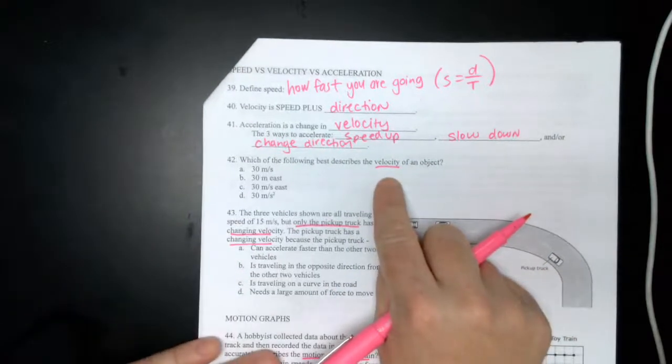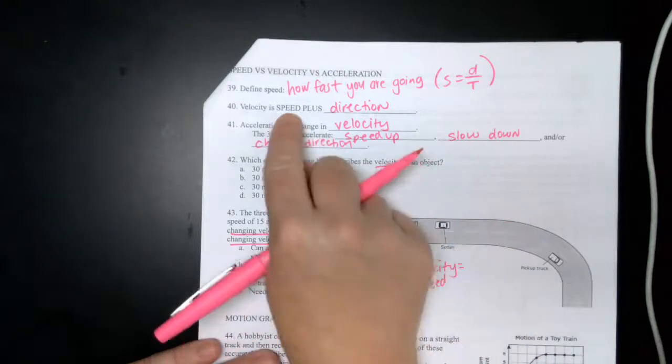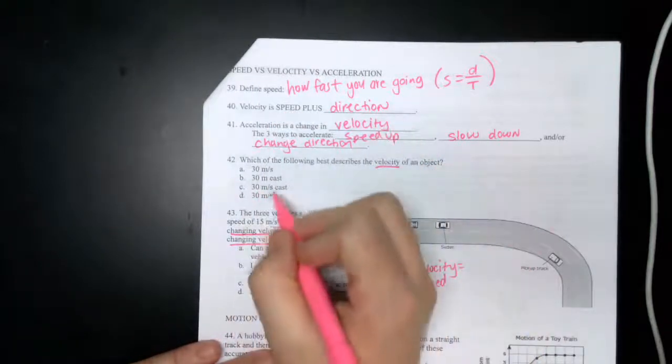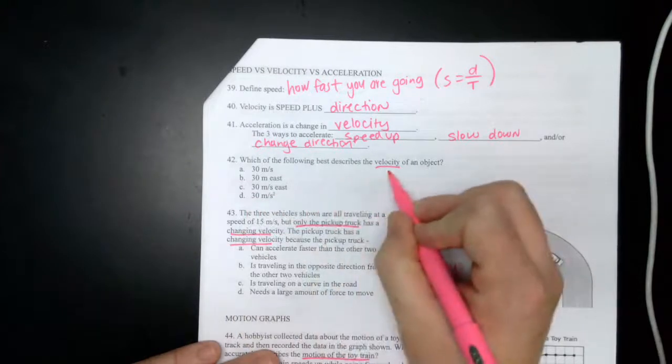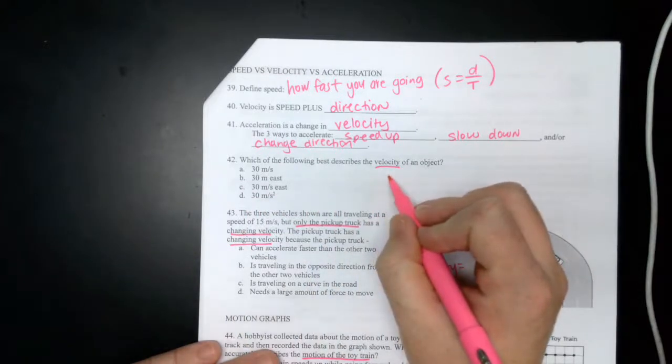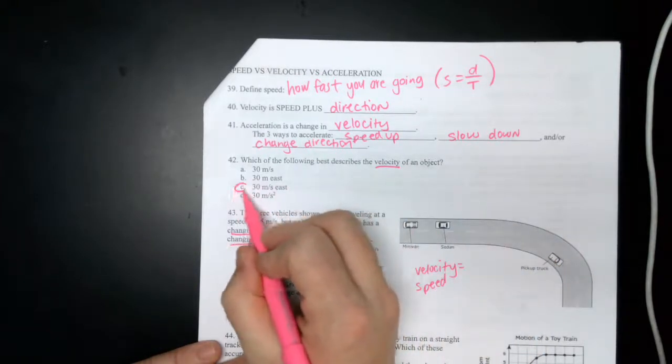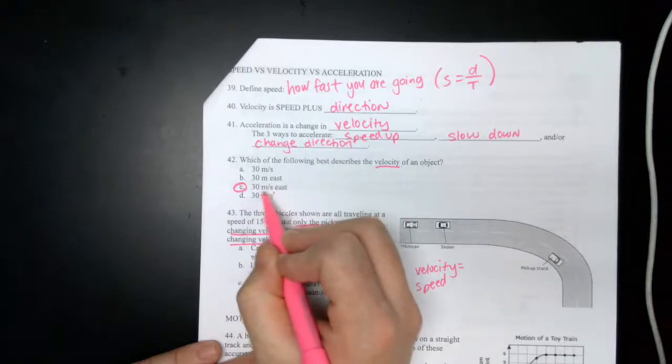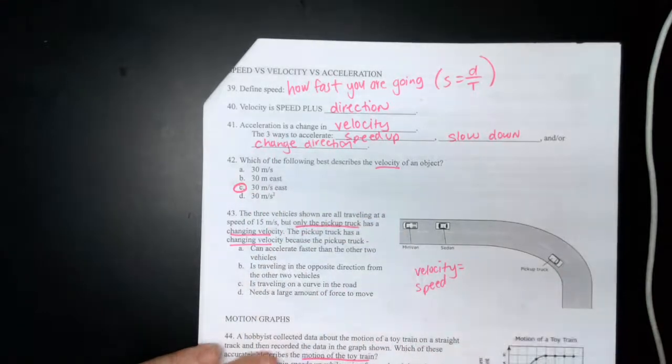If we're looking for the best description of velocity, we're again looking for a speed with a direction. So for speed, I need to have a distance per unit time. So in letter C, 30 meters per second is a speed, and east is my direction.